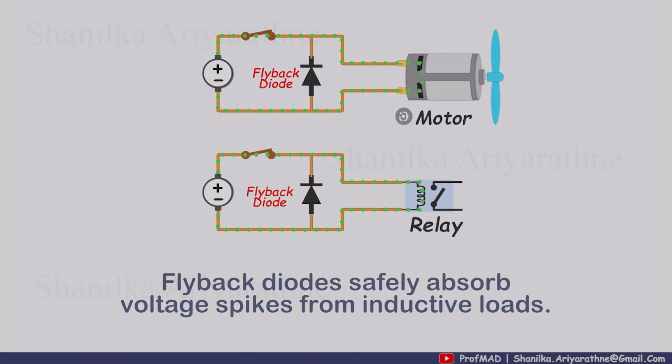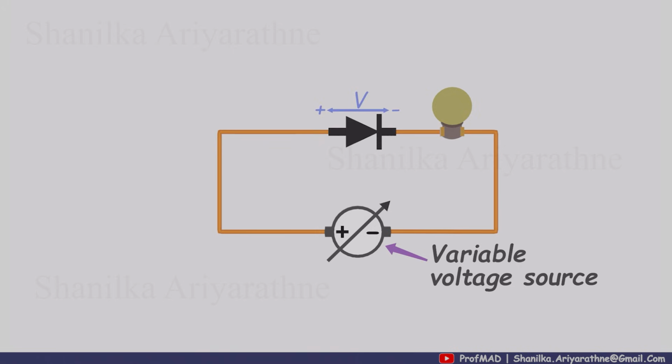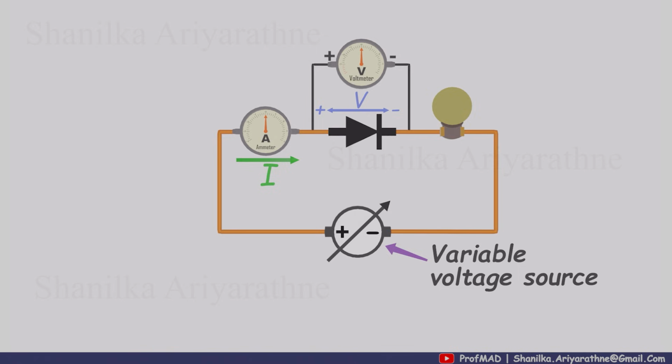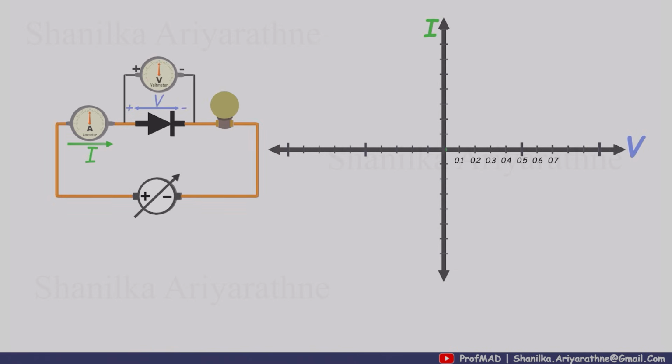To do that, we need to look at the voltage-current relationship of a diode. Here's a simple test circuit. We use a variable voltage source, and our goal is to measure 2 things: the voltage across the diode and the current flowing through it as we change the voltage. For this, we use a voltmeter and an ammeter. As we vary the voltage, we record the voltage across the diode and the current through it, and then plot these values on a VI graph, with voltage on one axis and current on the other.